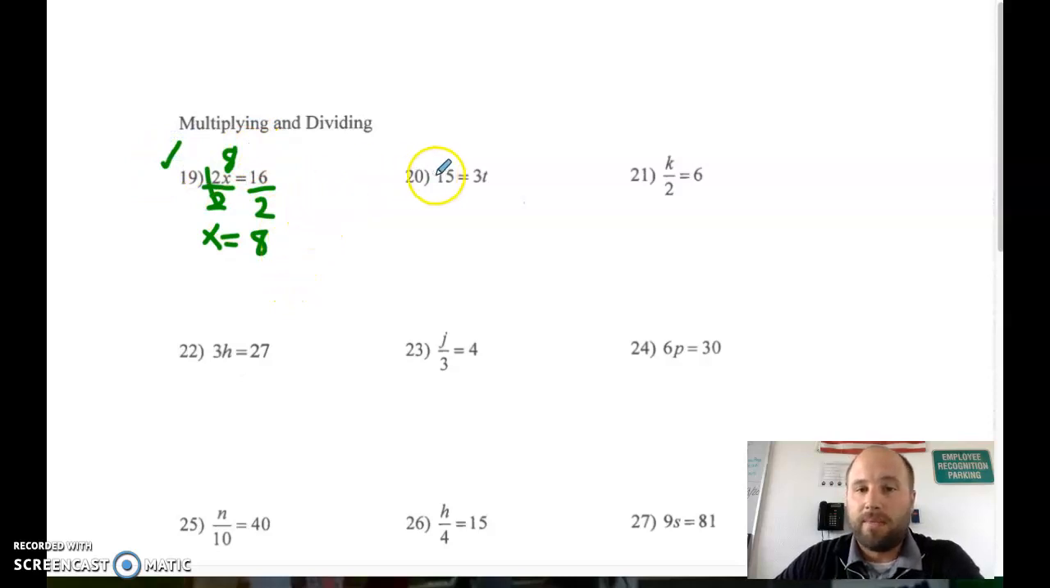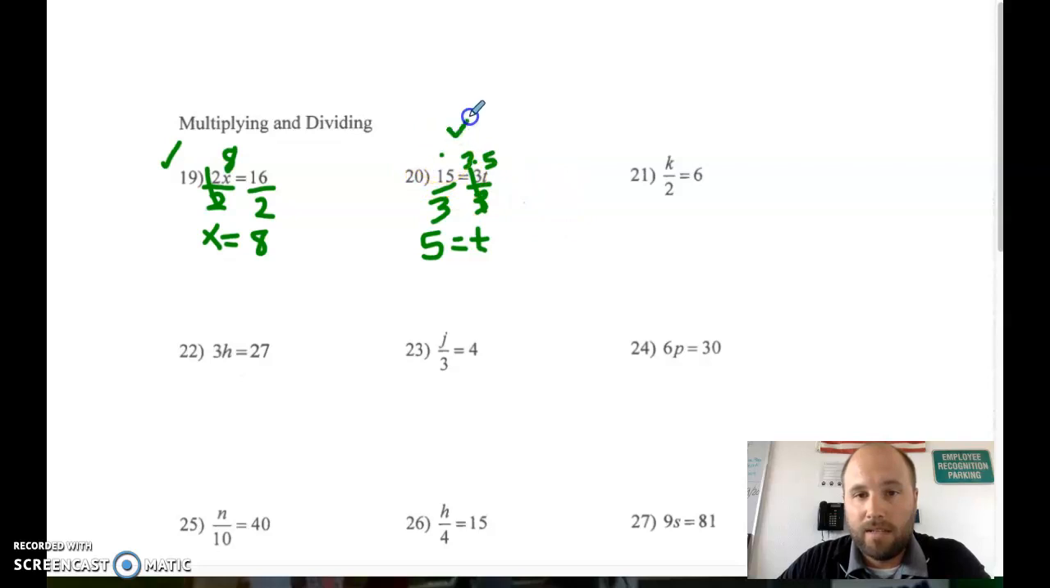Okay, so same thing with number 20 here. Remember we got 15. They just flipped the equal sign. So now our total's over here and our equation's over here, but still the same thing's happening. It's being multiplied by 3. So we want to divide by 3. Whatever we do to one side, we're going to do to the other. Cancels out. I'm left with t, and 15 divided by 3 is 5. Now if I want to check it, 3 times 5 is 15. It works out.